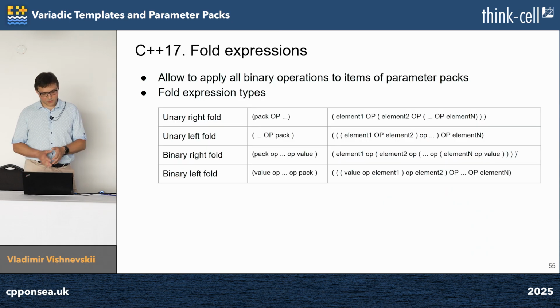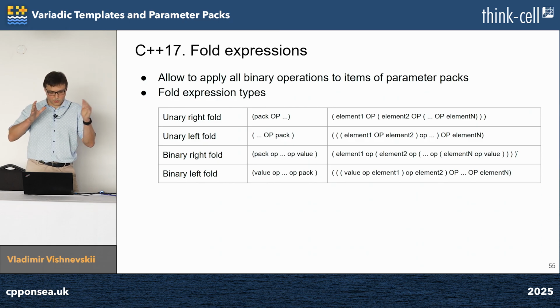There are several types of folds. We have unary folds, we have binary folds. A unary fold doesn't have any initial value, it just operates only on the pack items. The way this is expanded is depicted here. So what is unary and right? Sorry, right and left. In the right case, we have the first argument to which.